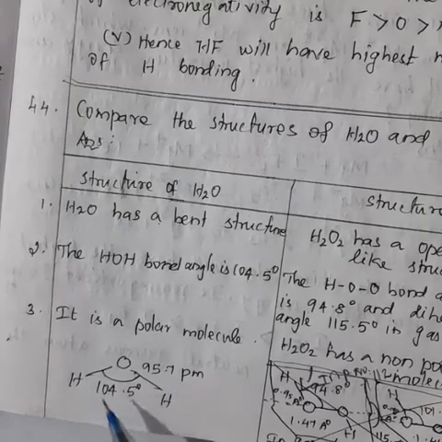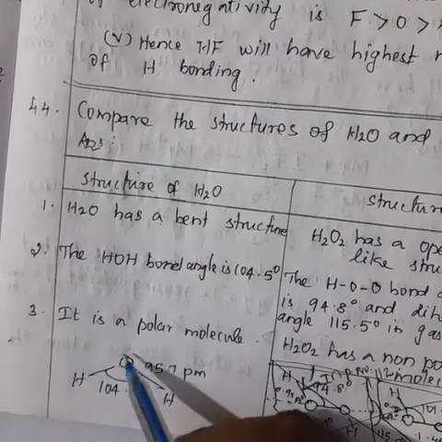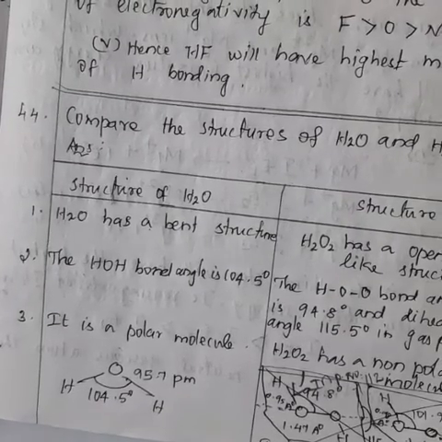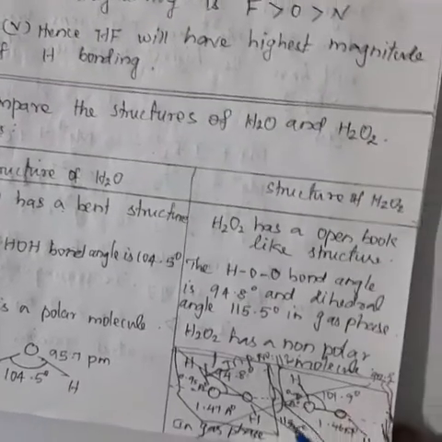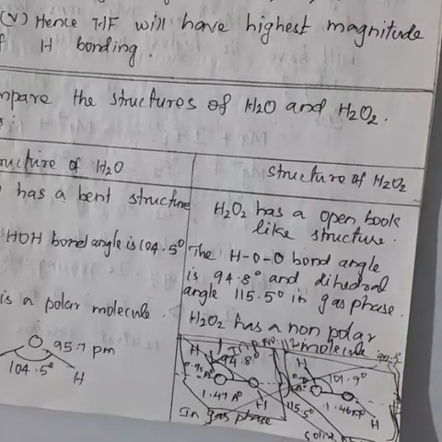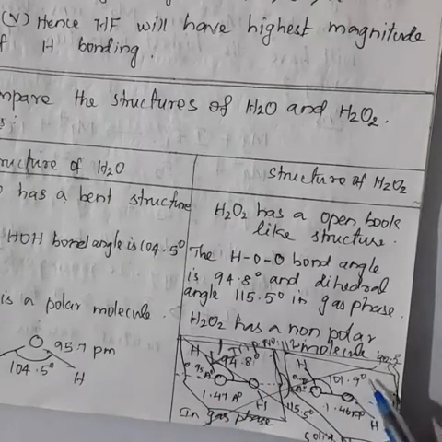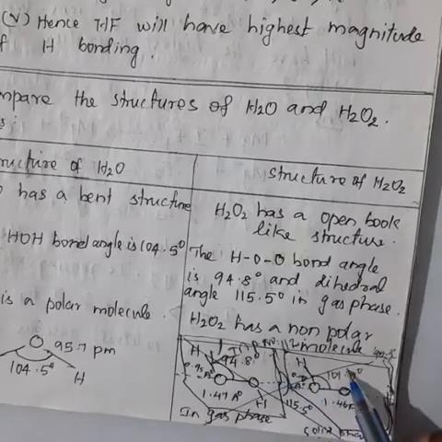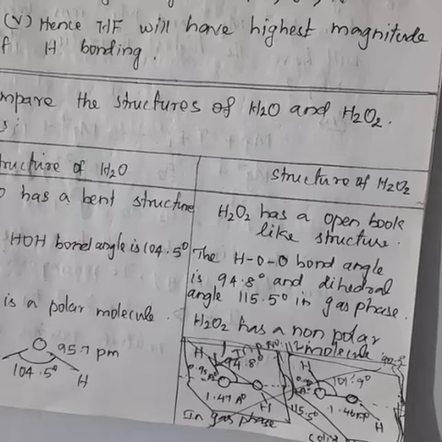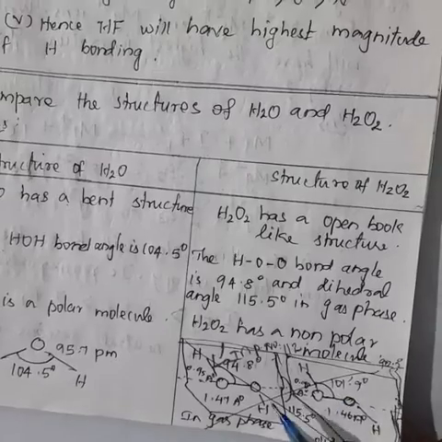Polar means the positive and negative charges occur in the same molecule. And H2O2 is a non-polar molecule, because of the lone pair of electrons present on the oxygen. Repulsive force is present here, because of this it is a non-polar molecule. Understood? You can refer to page number 112 and draw the structure.